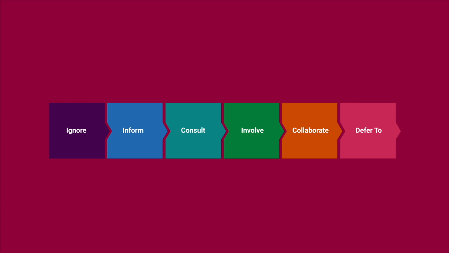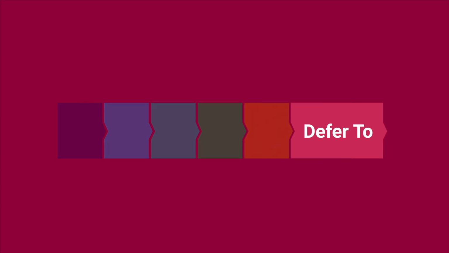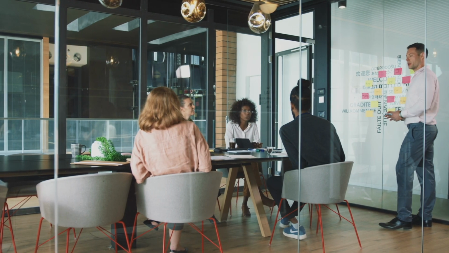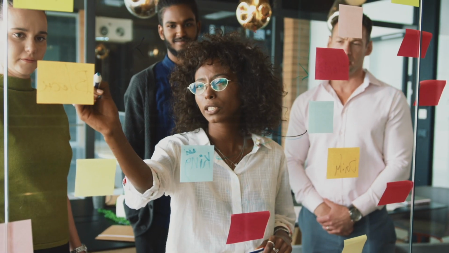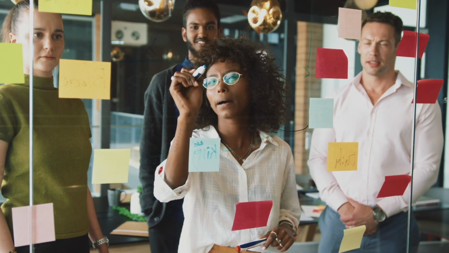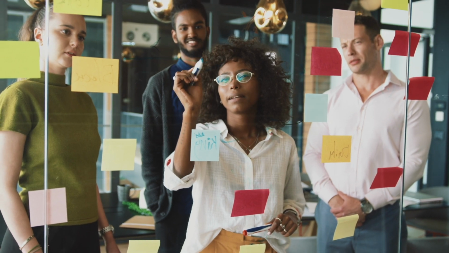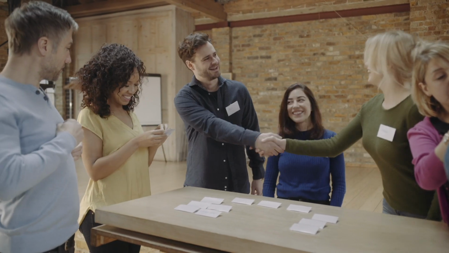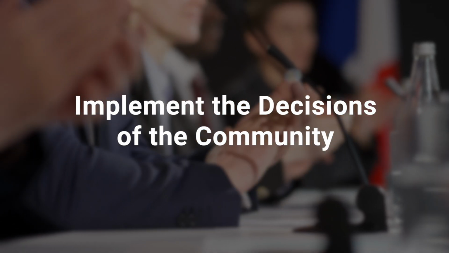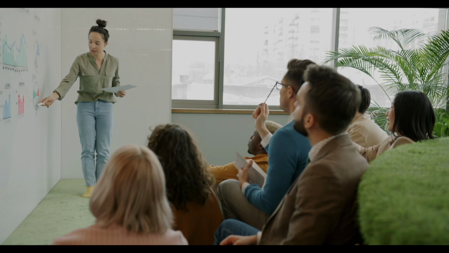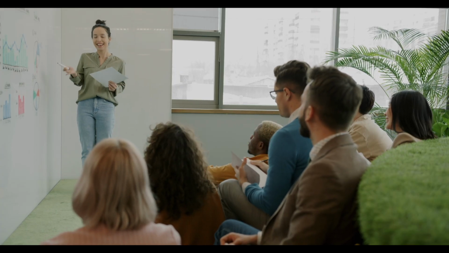The final stage of the spectrum is defer to. By deferring to community members, we are not just sharing power with the community, we've actually shifted power to them. With full community ownership of the decision-making process, public health's role becomes that of a supporter. Depending on what the community decides, we might participate, listen, facilitate, or implement the decisions of the community. This is a huge mindset shift and can feel difficult or uncomfortable for public health.